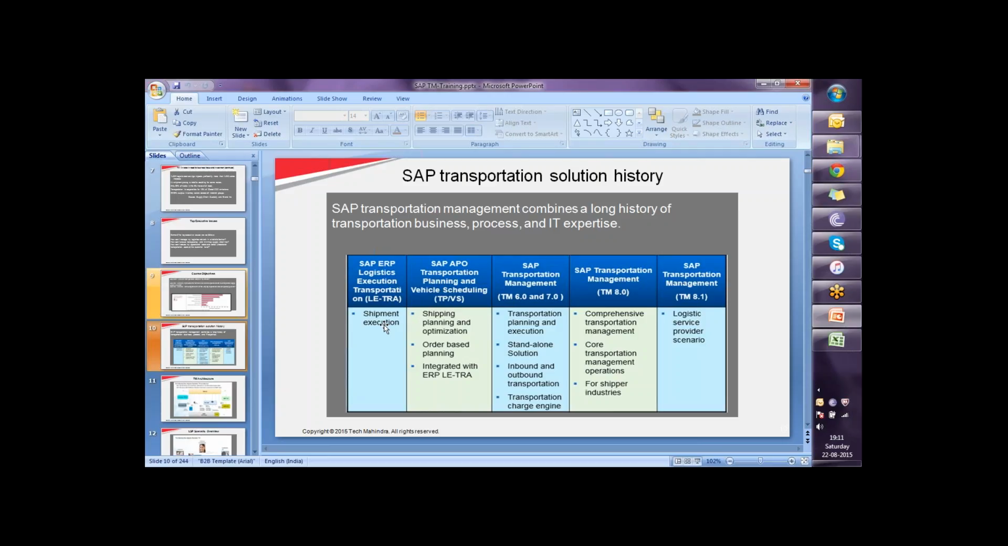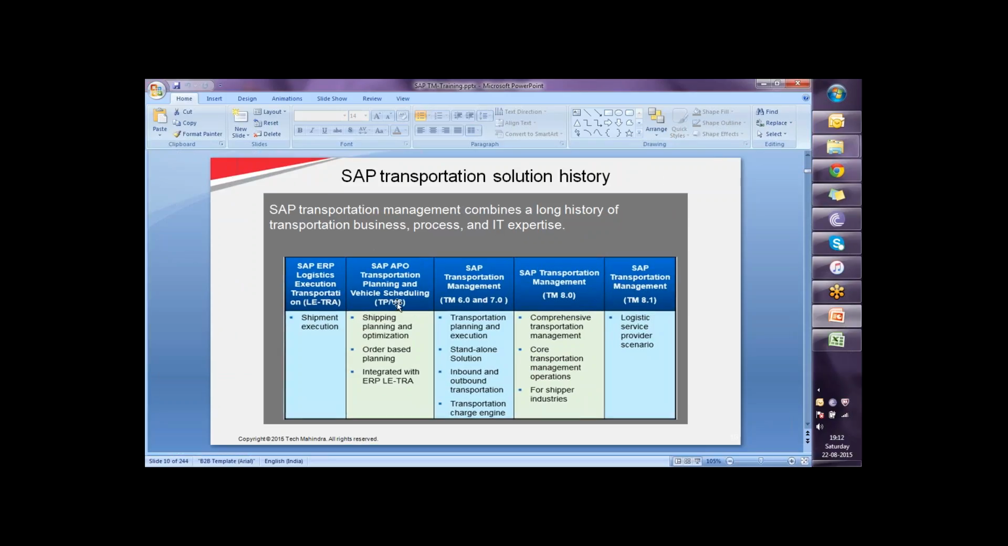So they used to have this shipment execution, but this solution was incomplete because it did not offer any kind of planning, which is essentially required, because you cannot execute something if you don't have a plan. So in the SAP APO application here, as you can see, you have this planning TPVS. So the TM system has come into the picture through this.